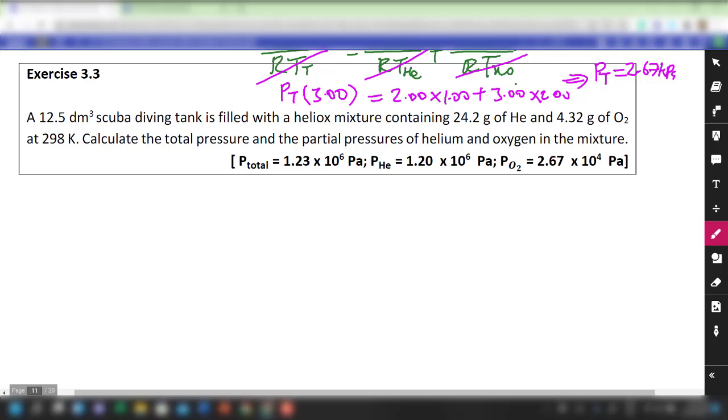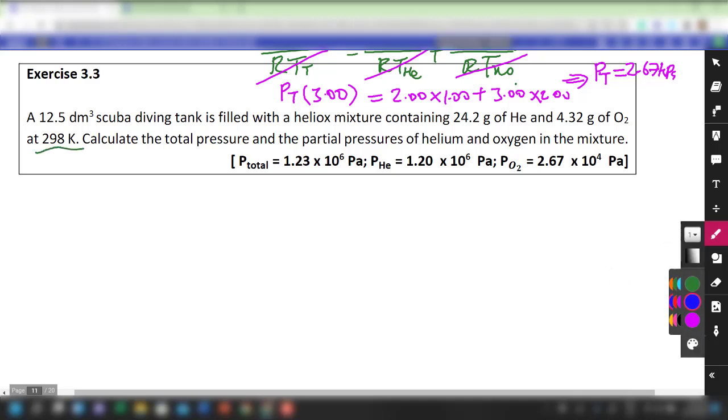Okay, all right. We have exercise 3.3. A 12.5 dm cube scuba diving tank is filled with a heliox mixture. You have 24.2 grams of helium and 4.32 grams of oxygen at 298 Kelvin. You are asked to calculate the total pressure and the partial pressure of helium and oxygen in the mixture. Are you given a temperature? You are not given a temperature, assume room temperature. Oh, sorry, what am I talking about? You are given a temperature, 298 Kelvin.